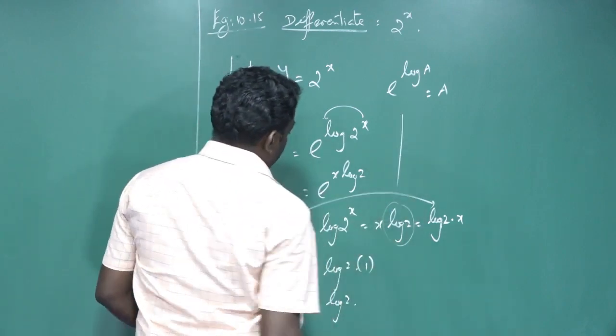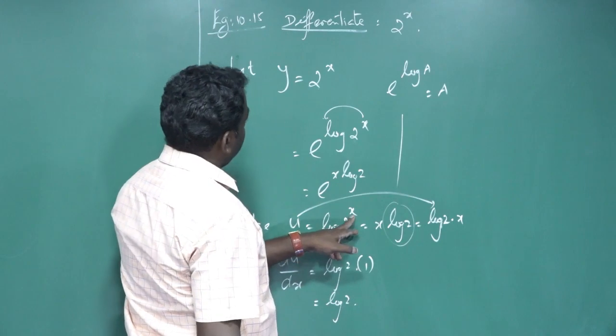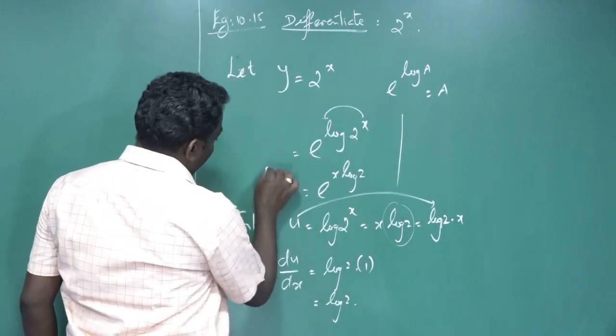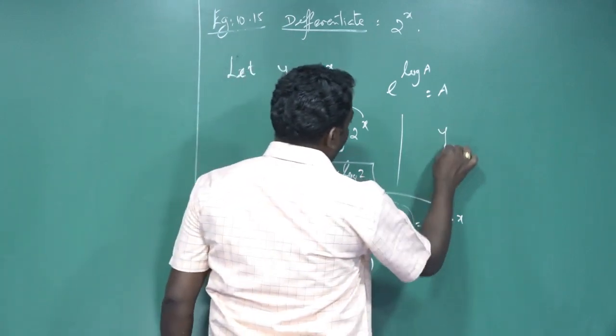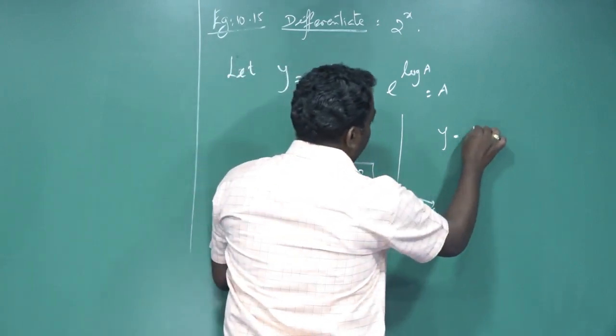Now here, if u is called, what is it? It is log 2 power x. Then applying y, what is y? y is defined by e power x log x. Therefore y is equal to e power, this term is called u. It is called e power u.